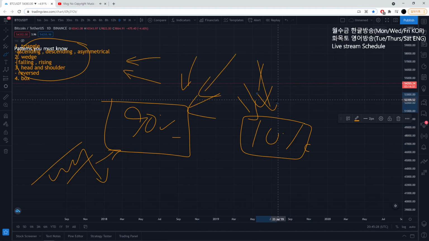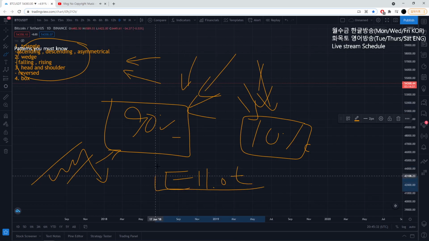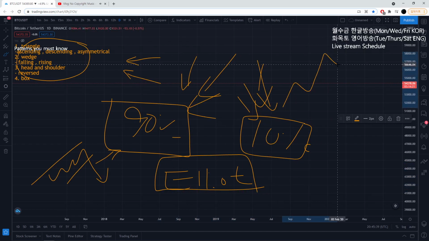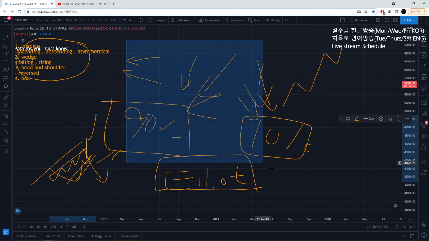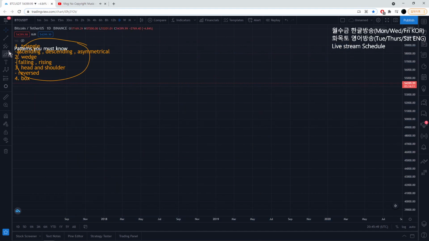That's why you need to learn Elliott wave theory, combine it with these patterns, and know in which section you are. So you will know that even if it's a rising wedge, it is going to go up. I'll give you examples later, I'll show you all the examples, don't worry. So first, let's talk about triangle. I'll do it very quickly, okay?